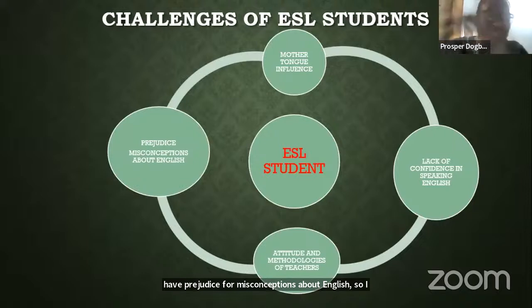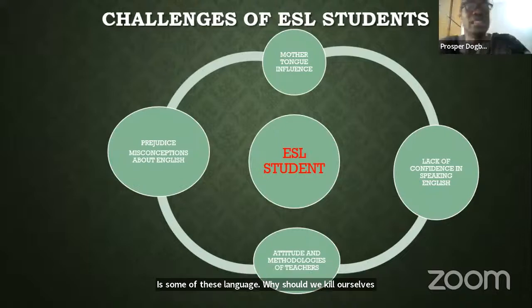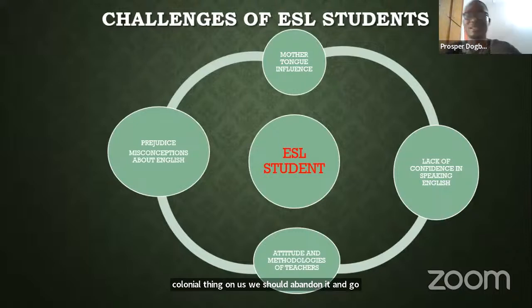English is difficult. English is somebody's language. Why should we kill ourselves over it? If I'm not able to speak English, it doesn't matter. Then some also tie it with colonization. So it's a colonial thing on us. We should abandon it and go away. All these are some prejudices and misconceptions that exist.